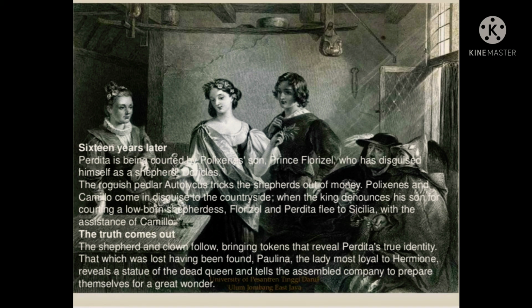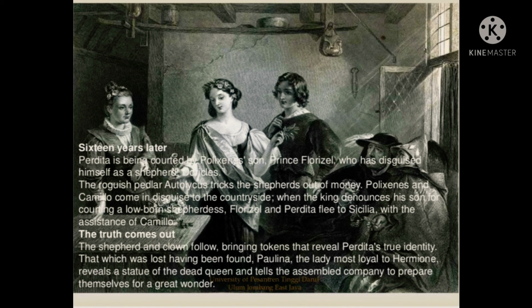to impress Perdita. The roguish peddler Autolycus tricks the shepherds out of money. Polyxenes and Camillo come in disguise to the countryside, where the king denounces his son for dating a low-born shepherdess, because Perdita was adopted by a shepherd, so she was now considered a shepherdess. Florizel and Perdita flee to Sicilia with the assistance of Camillo.